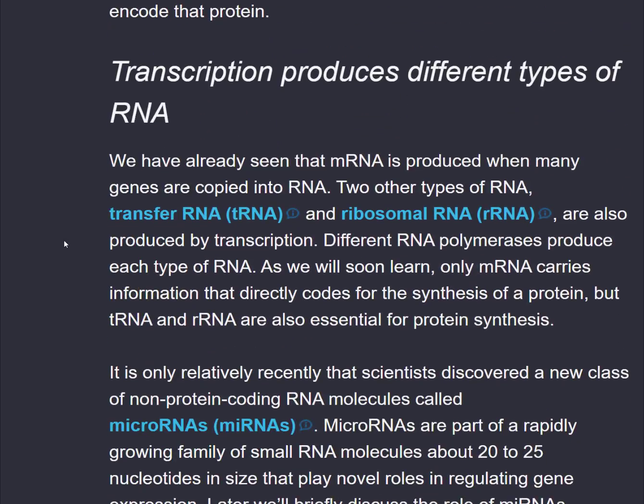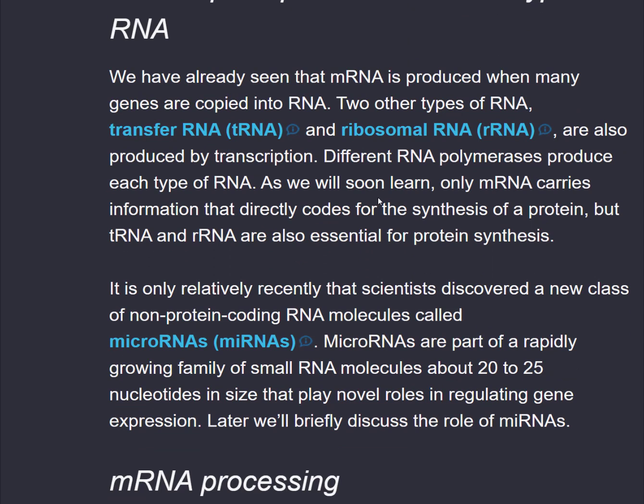Transfer RNA. Transfer RNA, or tRNA, are small RNA molecules that transfer amino acids to a ribosome during protein synthesis. tRNA binds to specific codons in mRNA sequences during translation. Ribosomal RNA, or rRNA: small RNA molecules that are essential components of ribosomes.